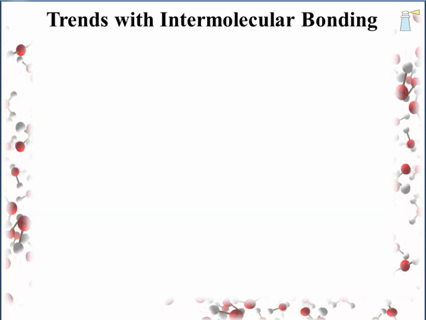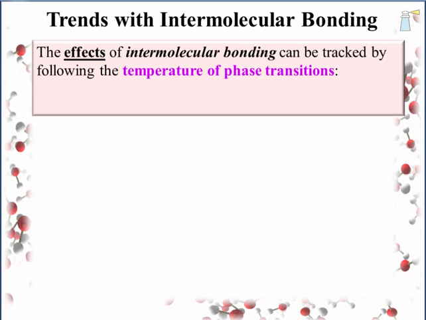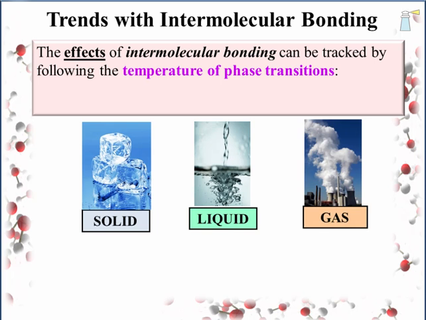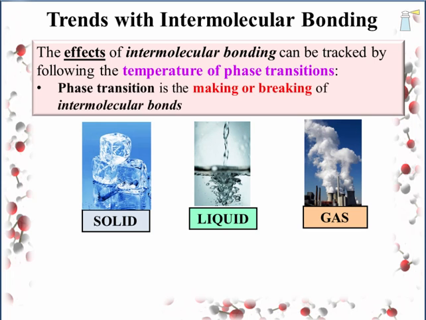To give some perspective on the role of intermolecular bonds in chemistry, we will look at the trend these bonds produce in phase transition. More specifically, the effects of intermolecular bonding can be tracked by following the temperature of phase transitions. Water will stand in as an example molecule, and its three familiar phases are solid, liquid, and gas. A phase transition is moving from one of the phases to another and can be viewed as the making or breaking of intermolecular bonds. The molecule that makes up ice, liquid water, and steam is H2O, and it is not itself changed in moving between states. The states are based on the degree to which the water molecules interact with each other.